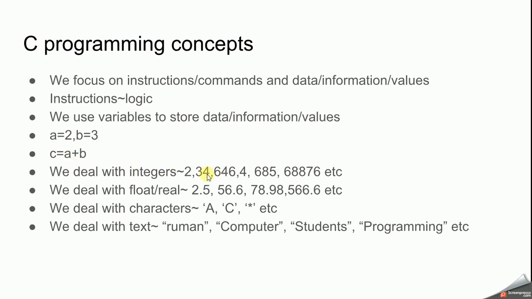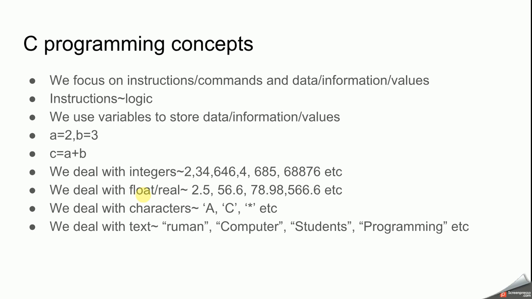Integer means the whole number, that means 2, 34, 6, 46, 4, these are whole numbers, there is no fraction part. And there is another kind of information, that is float or real. A number can be divided into two groups. One is the group of whole numbers, from minus infinity to plus infinity. In this range, all the whole numbers are considered integers. And for the fractions, there are again infinite numbers of float numbers, which are considered floating numbers or real numbers.